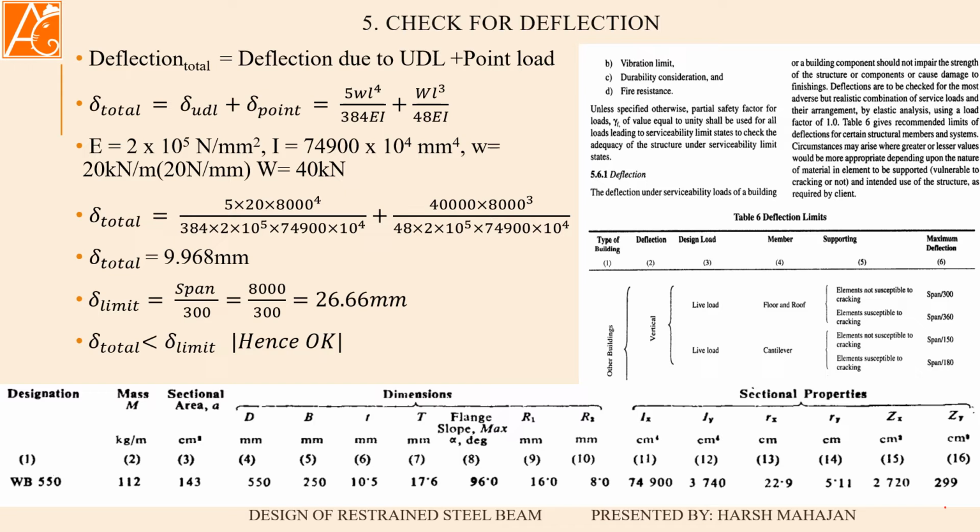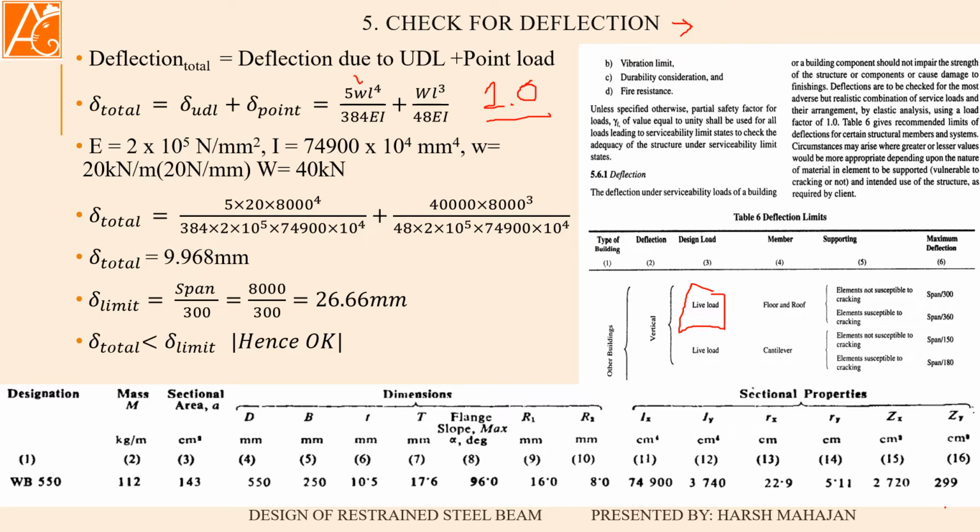So step number 5, check for deflection. Now for serviceability condition, we are going to consider only live load. And secondly, for serviceability condition, the factor is 1.0. Not 1.5, we do not have to multiply it by 1.5, we have to just take it as it is, because the factor for safety is 1.0 for serviceability condition.